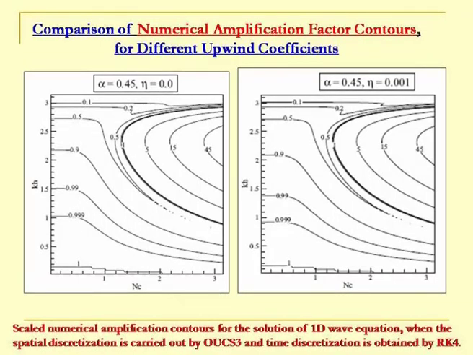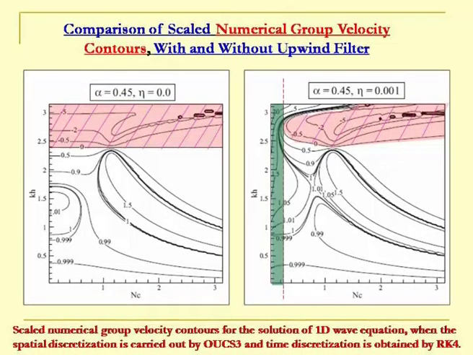Okay. Now you are seeing the numerical amplification contours, and as you can see, there is not much of a difference between the two. The only thing is, with the upwind filter, let us say this 0.999 value has come slightly below 1. Earlier it was above 1. So there is a marginal difference that you see.